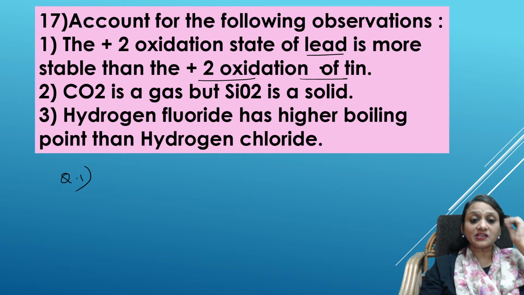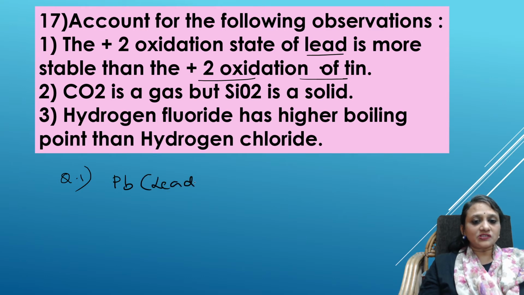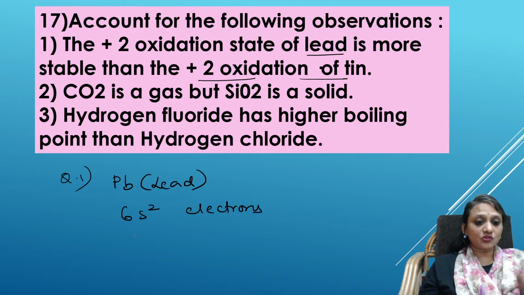Account for the following means giving reasons. Now check, students: the +2 oxidation state of lead. First of all, when I take Pb, your lead, what is the configuration, students? Most important, in lead we have 6s2 electrons. Whenever you see 6s electrons, what concept are you remembering? Inert pair effect.